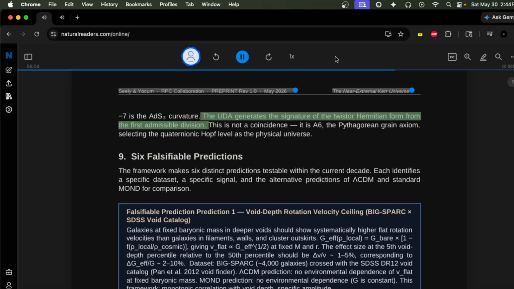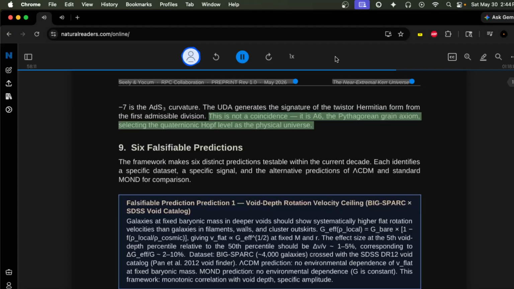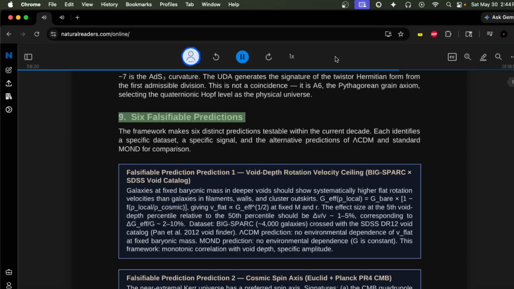The UDA generates the signature of the twistor-Hermitian form from the first admissible division. This is not a coincidence, it is A6, the Pythagorean grain axiom, selecting the quaternionic Hopf level as the physical universe. 9. 6 falsifiable predictions.